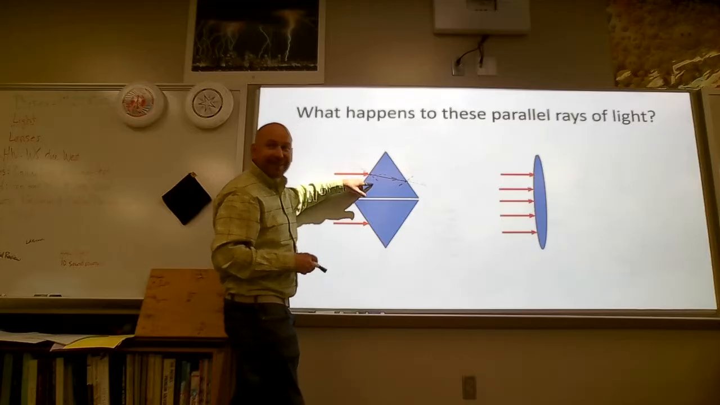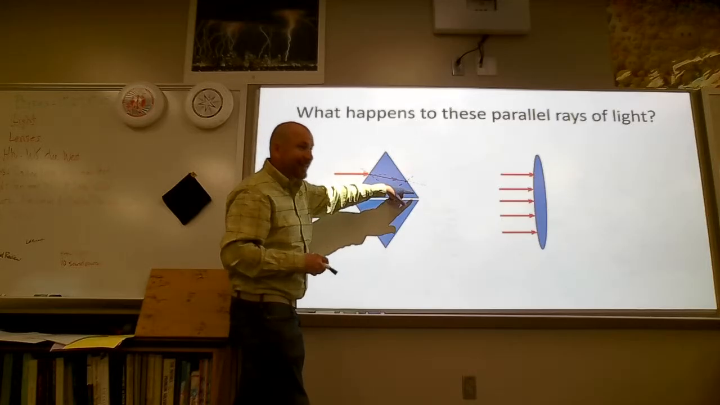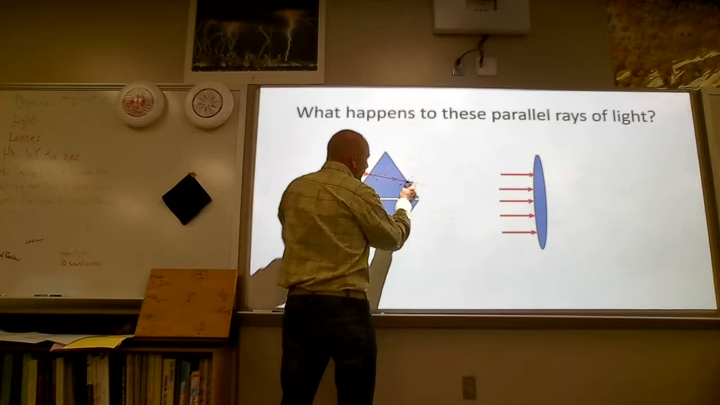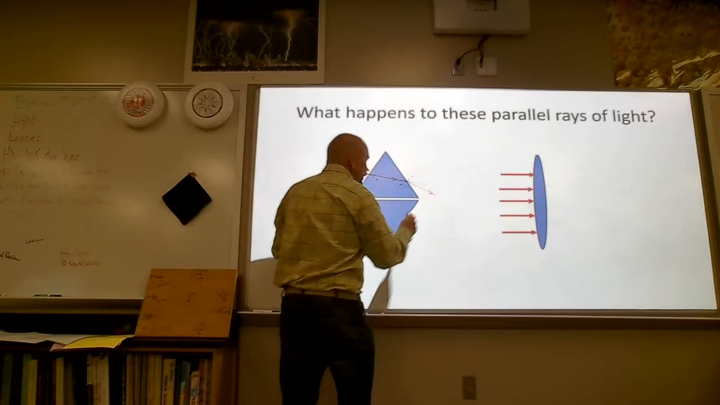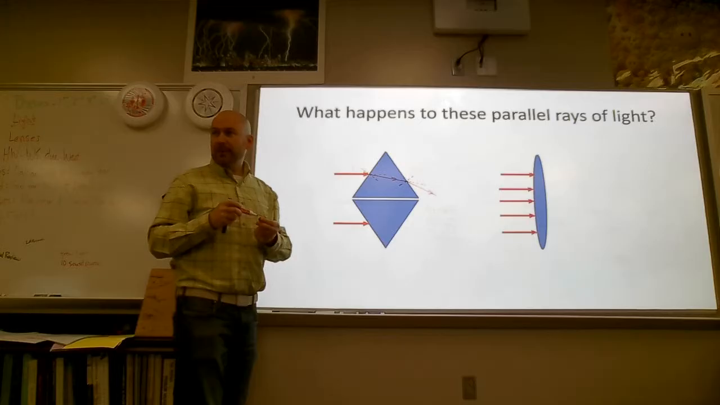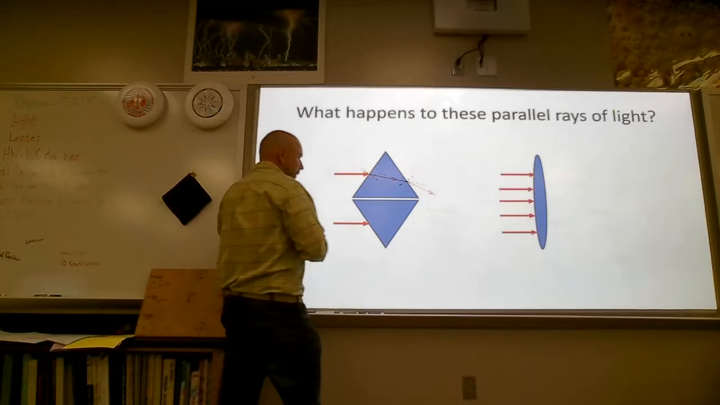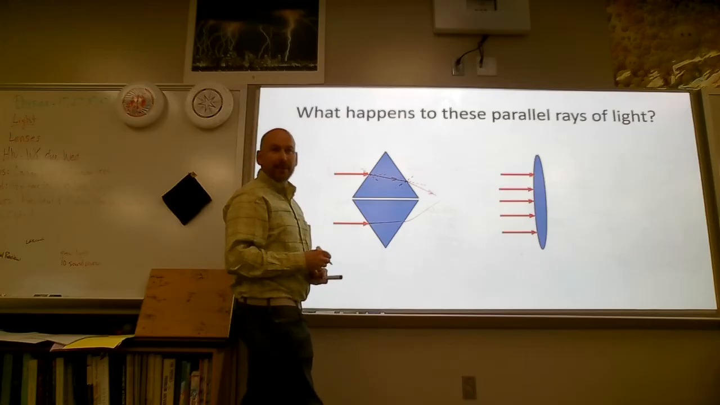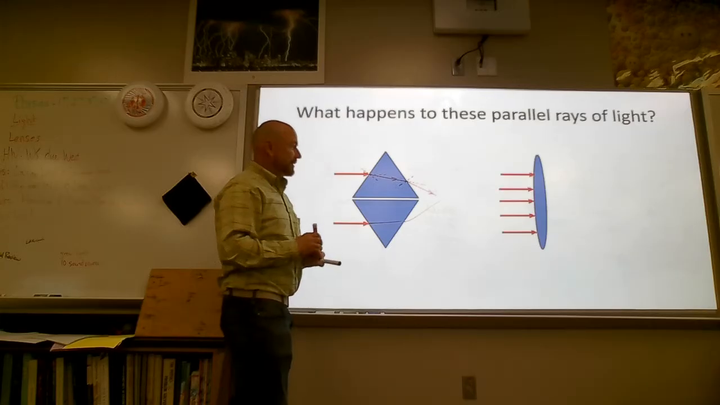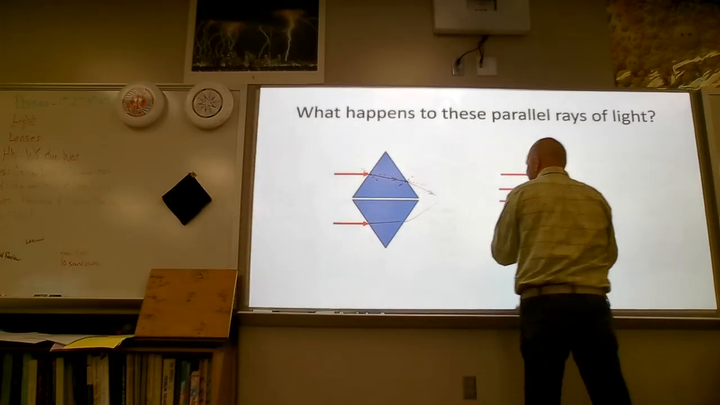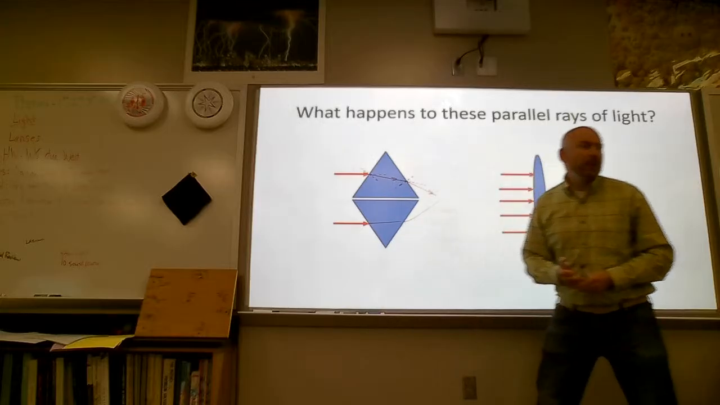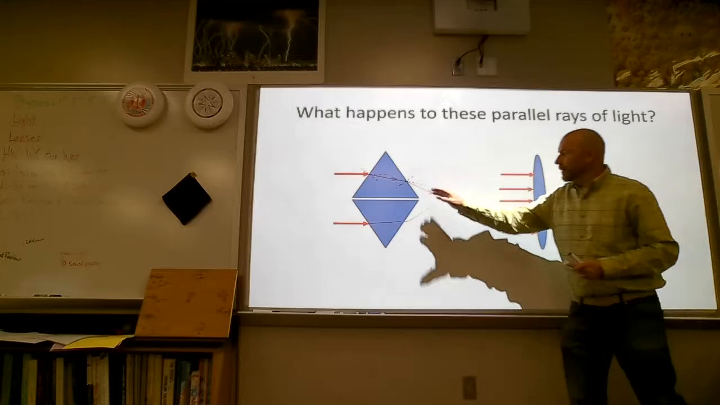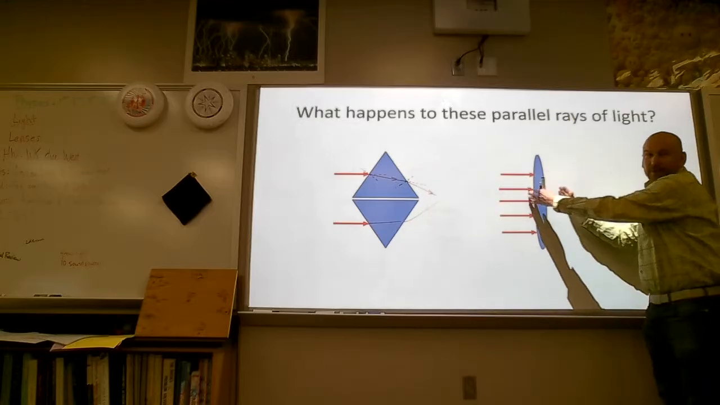This bent which way? Towards. This is going to bend away. Good. Away from the normal line. Good. Your prism. Okay, so this one's going to do the same idea. Do we see how this converging lens has some similarities to those two prisms arranged this way? Skinny on the end, fat in the middle.